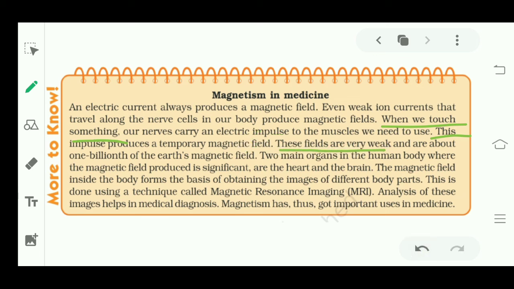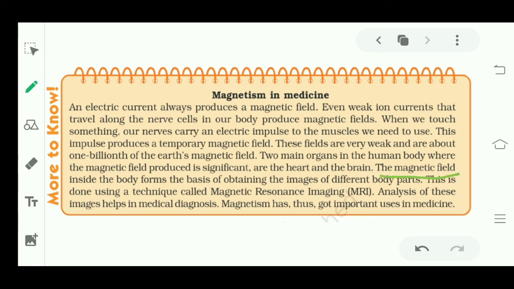These fields are very weak and are about 1/1000th of the Earth's magnetic field. Our Earth also has a magnetic field, as we know. So 1/1000th part of that magnetic field is the magnetic field in our body. It is very, very weak, right? Two main organs in the human body where the magnetic field produced is significant are the heart and brain. In all of our body, the heart and the brain are the most important organs that produce the magnetic field, and there it is strong in comparison to the other body parts.